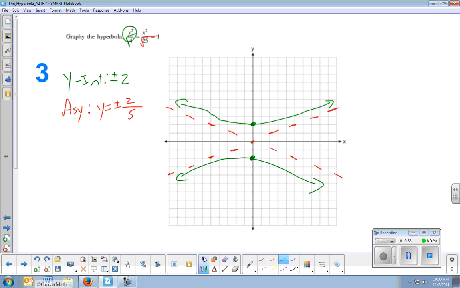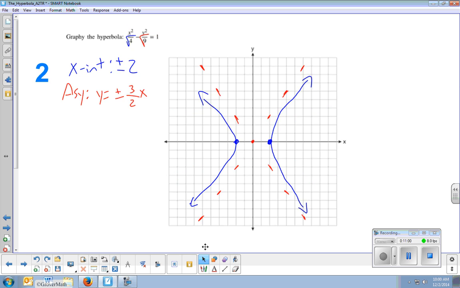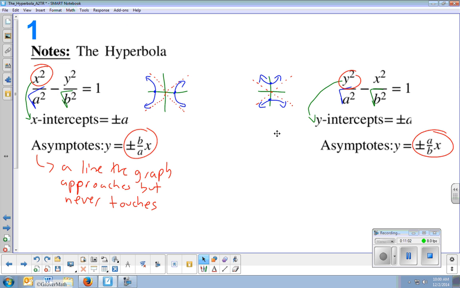All right, and so that's basically it. We'll practice this tomorrow. Having this as a guide will really help in determining, all right, is it lead x, lead y? Do I have x-intercepts, y-intercepts, and then which asymptote formula are you using properly?